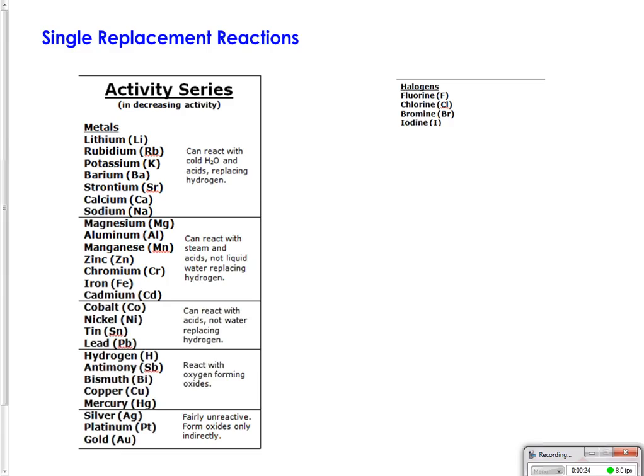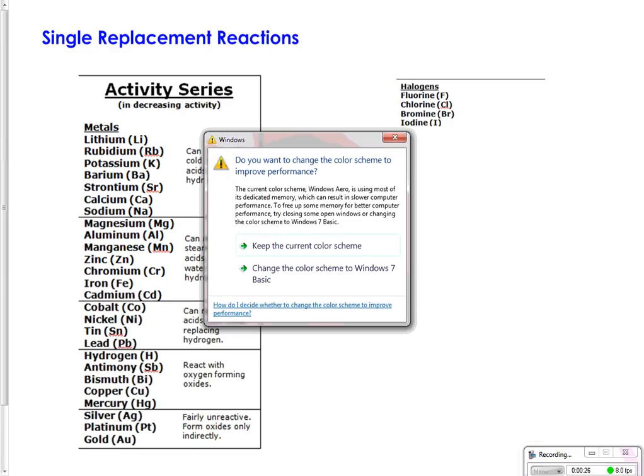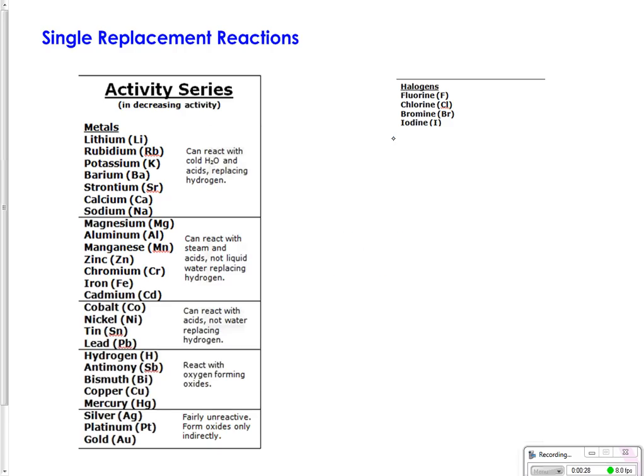Now, the way that they are used is that metals that appear high on the list have the ability to bump out anything that comes below it on the list. It's best illustrated by using an example. So if we look at an example for a metal, let's just take aluminum that's going to react with hydrochloric acid.